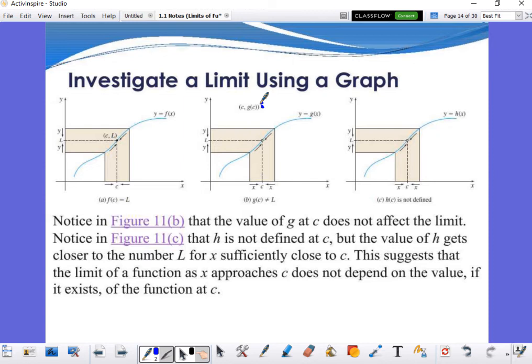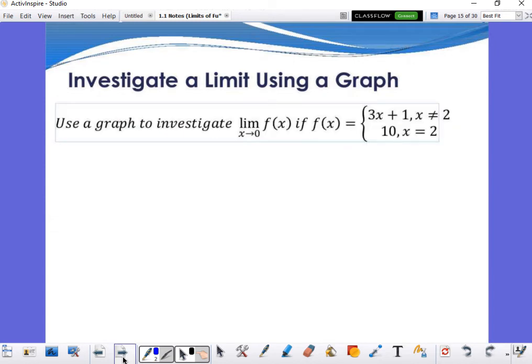So this would be an example like one of the problems that we did the other day, that it's just a hole, just in that one spot. Only in that one spot does this problem not exist. So it goes on both sides. So the limit exists, but the function does not exist. It's undefined at that point. Okay, so those are the different types that you'll see here. We'll have another type here too. All right, so use a graph to investigate this right here.